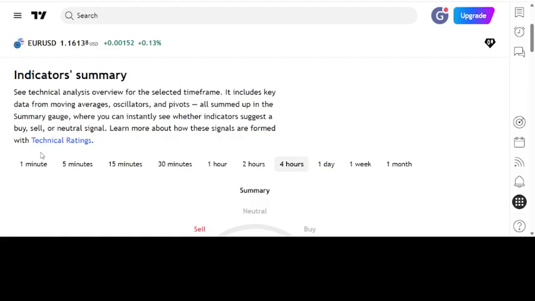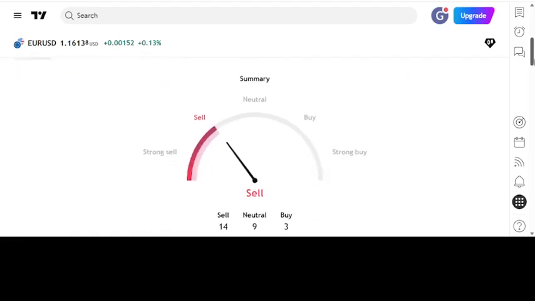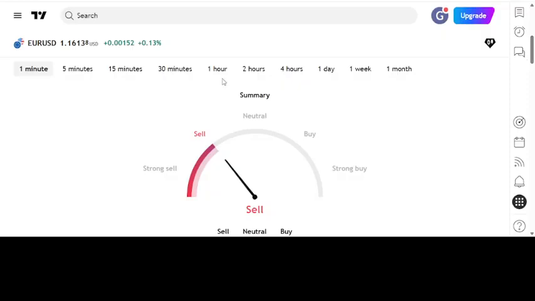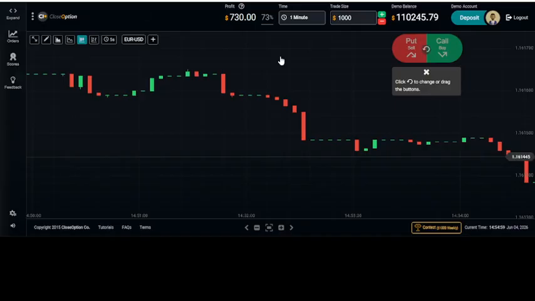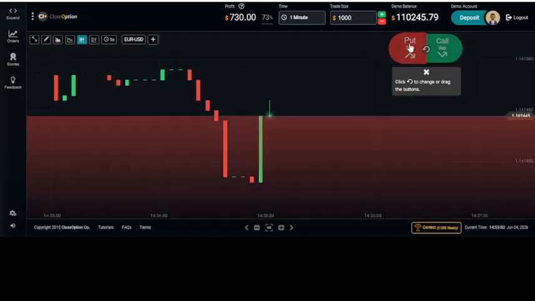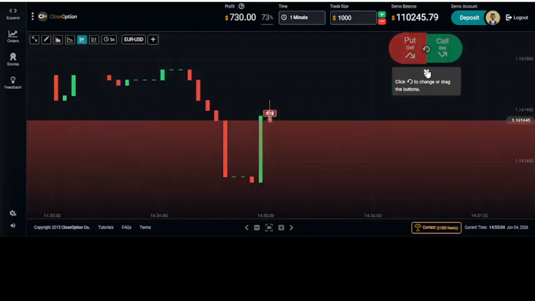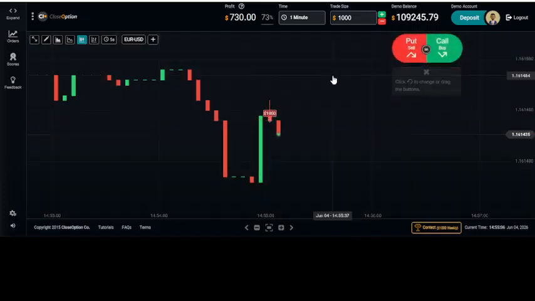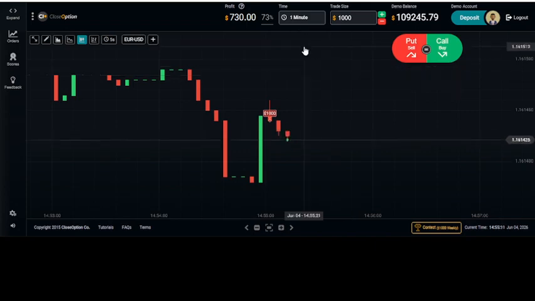So let's go back to 1 minute here, right? So the 1 minute bar is telling us, it's giving us a sell trade. So what I'm going to go here and do, it's telling us to sell on the Euro USD. So I'm just going to go ahead and take a sell trade on the Euro USD, a 30-second sell trade. And let's see how it goes.